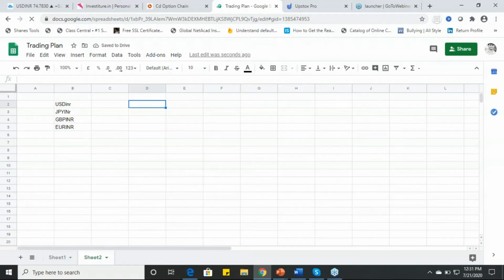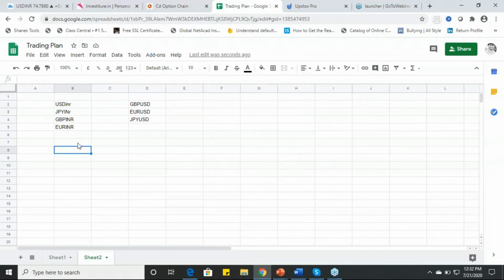Along with that, there are cross pairs as well, which most of us can use: GBP USD, Euro USD, and JPY USD. These are the seven pairs which an investor, an Indian citizen or any player can trade in Indian markets legally. Just like in equities we trade futures and options, similarly we can also trade currency futures and options.